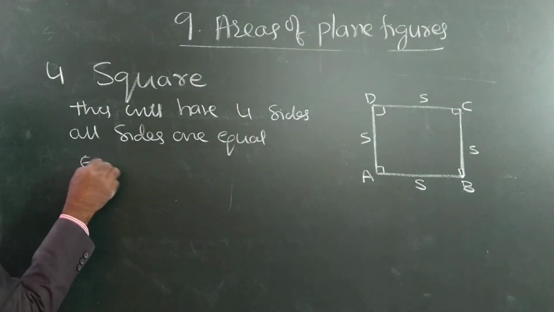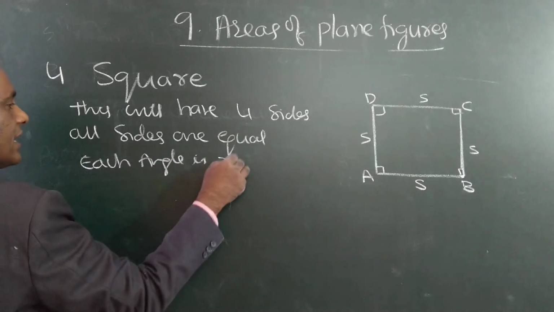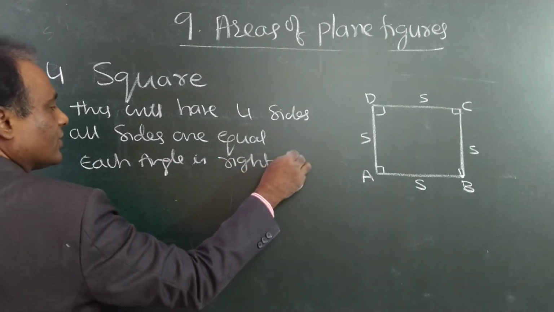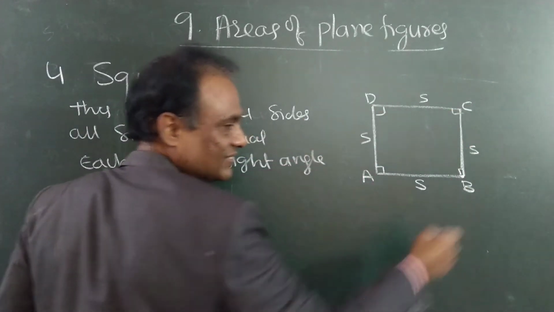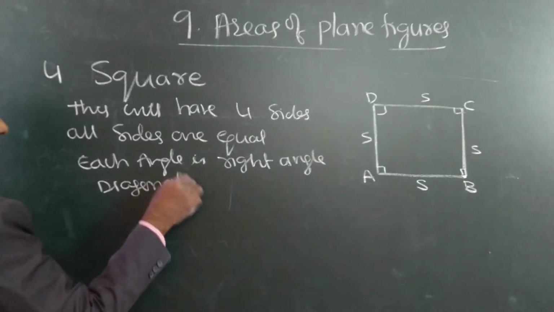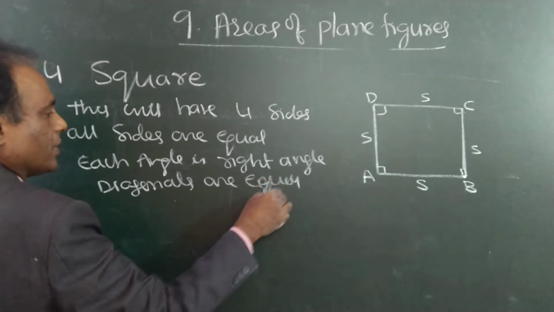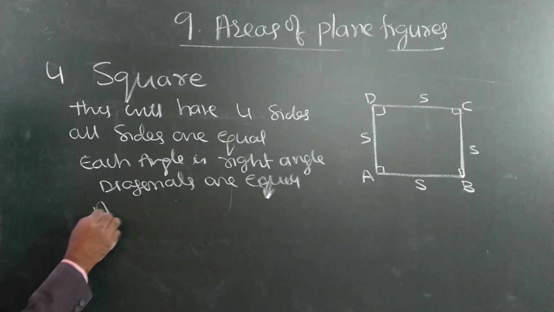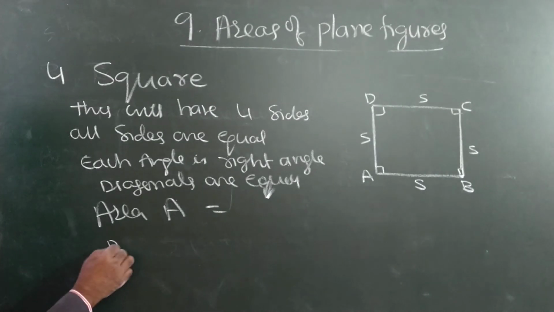Write down. Each angle is right angle. Right angle means 90 degrees. Diagonals are equal. These are some properties of the square. So now I will give the formula for area and formula for perimeter.